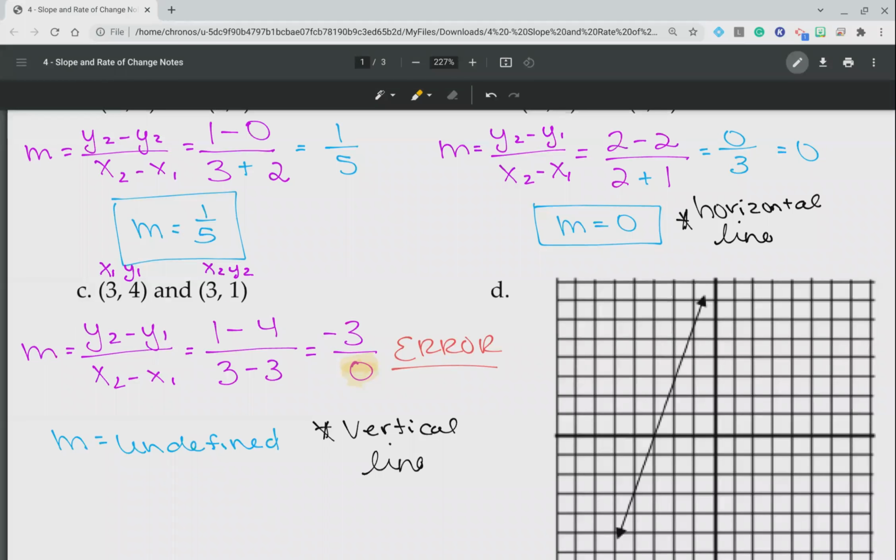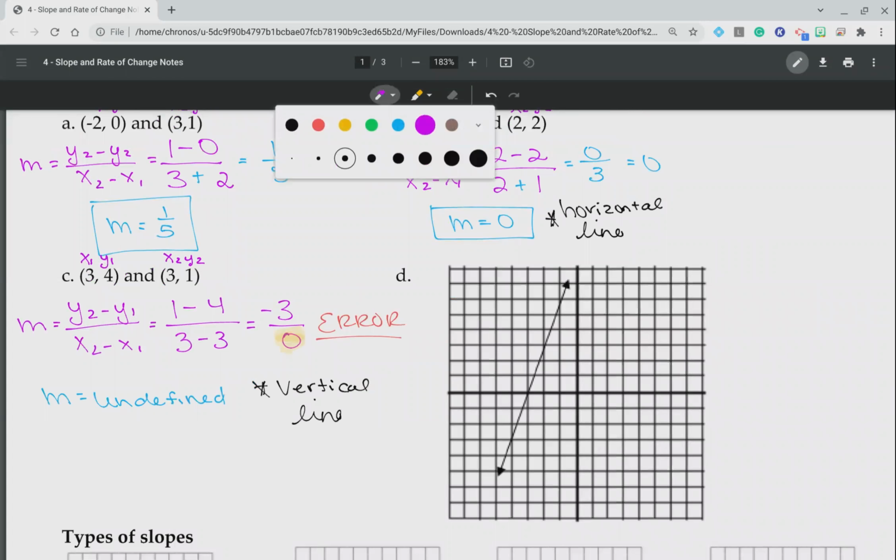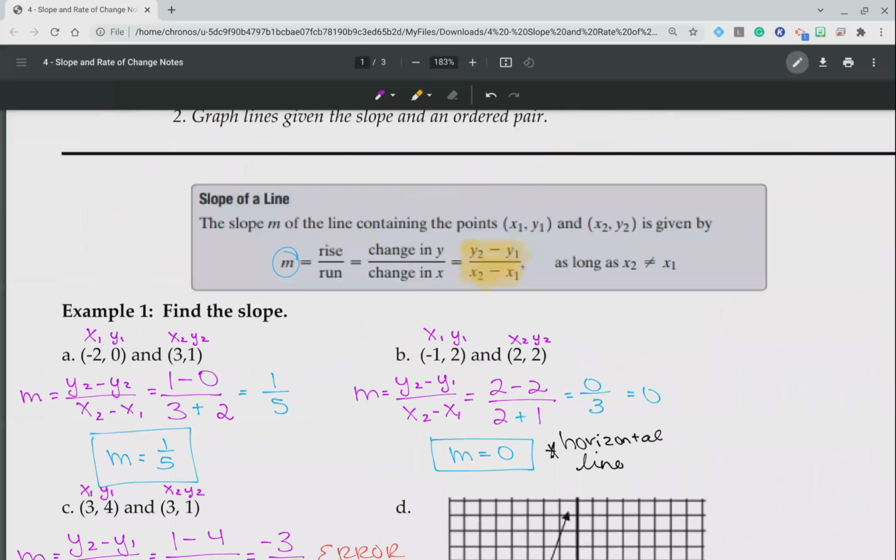undefined. Okay, now, so far we've been solving for slope mathematically using the formula, but if you're given a graph, you can actually find the slope just by counting the rise over the run. Remember, we said slope is equal to the rise over the run. So that's how many it goes up or down over how many it goes left or right.